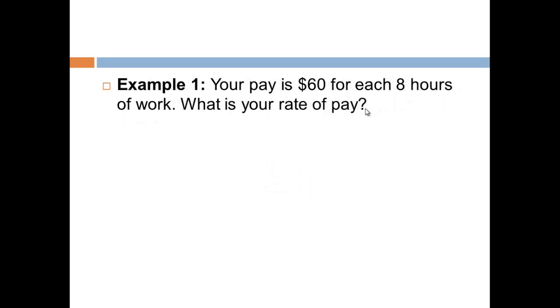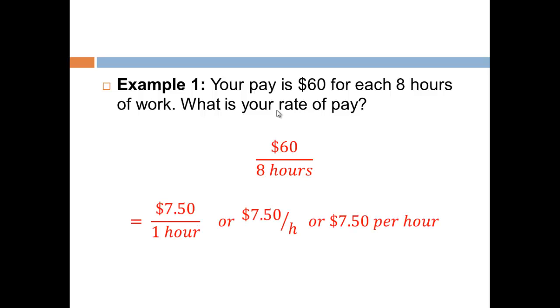Example 1. We are given a situation that says your pay is $60 for each 8 hours of work. What is your rate of pay? Well, what we do here is simply put your dollar value on the top, and we will divide it by the number of hours, which is 8. When we do that, we find out that for every 1 hour we get $7.50. So our rate of pay is $7.50 per hour. And there's more than one way to write this.